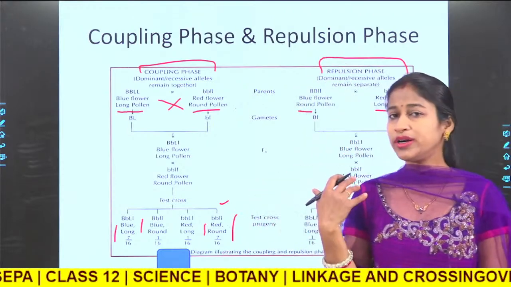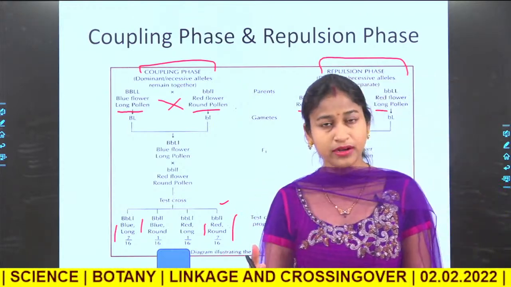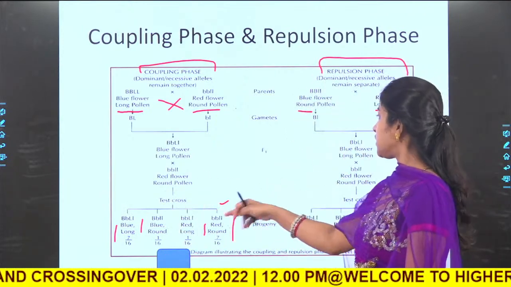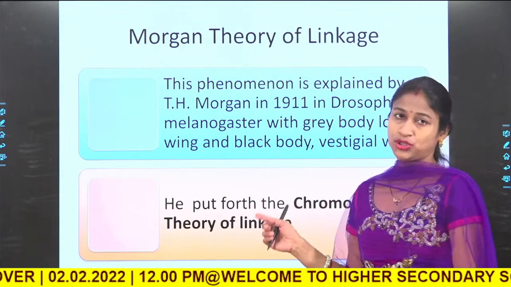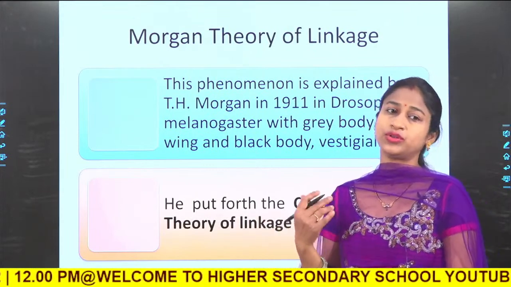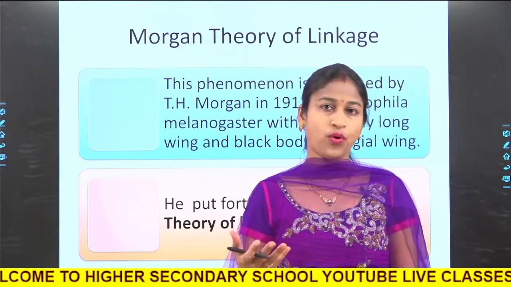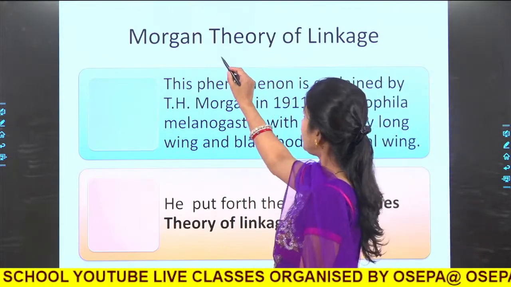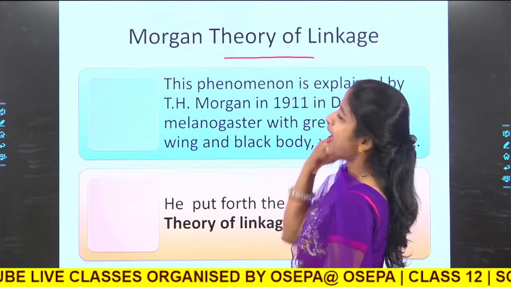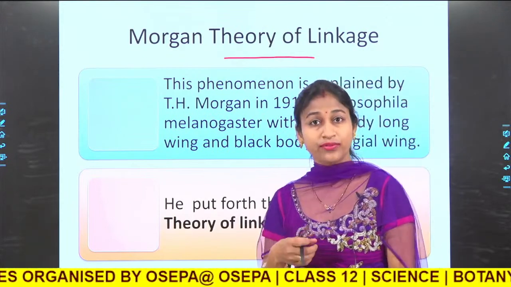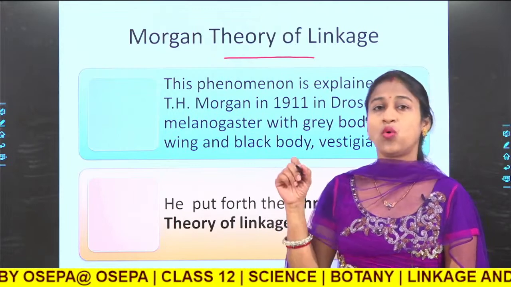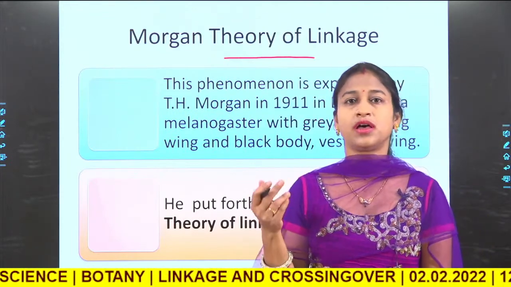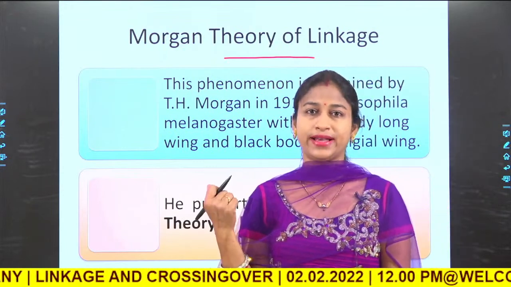Okay, so they couldn't explain the exact phenomenon, what is happening behind it. It was actually put forth, or established, by Morgan. The Morgan theory of linkage is best known, and he explained the theory of linkage very well while working on the fruit fly, or in other words Drosophila melanogaster.